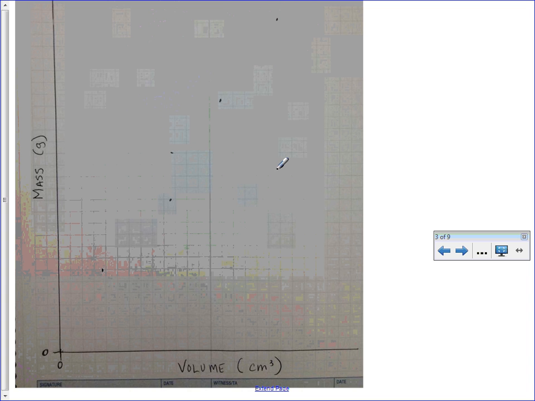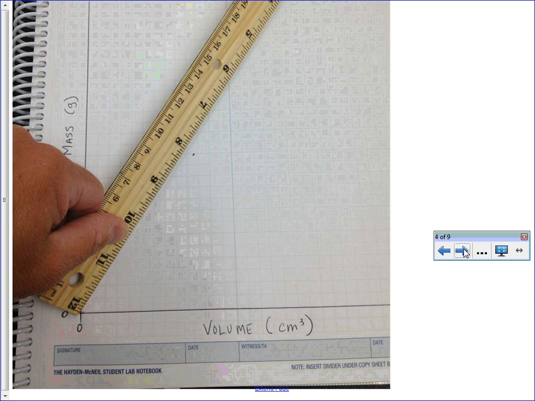Once you have your data points plotted, you're going to try to draw a line of best fit. You want to use a straight edge here. Please include 0, 0 as one of your points, because if your metal objects have 0 mass, they will also have 0 volume. It's just a given the point 0, 0 needs to be included in this graph.